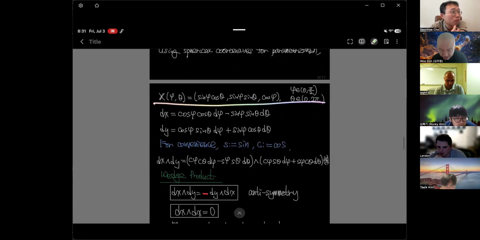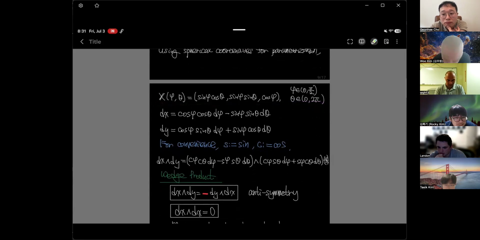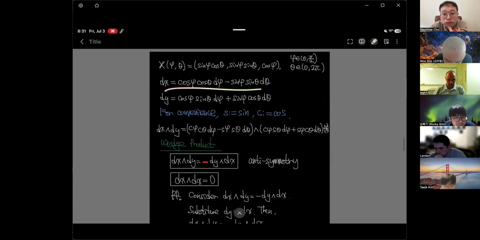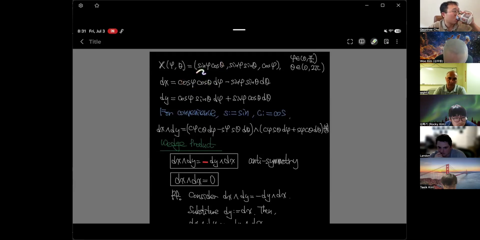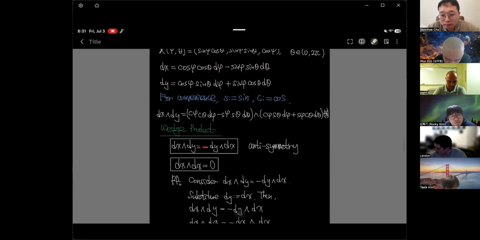This parameterization I believe we already know, so I'm going to skip it. Then we can get dx and dy by the definition in multivariate calculus: the partial of x with respect to phi times d phi, plus the partial with respect to theta times d theta. So we have this one and this one.